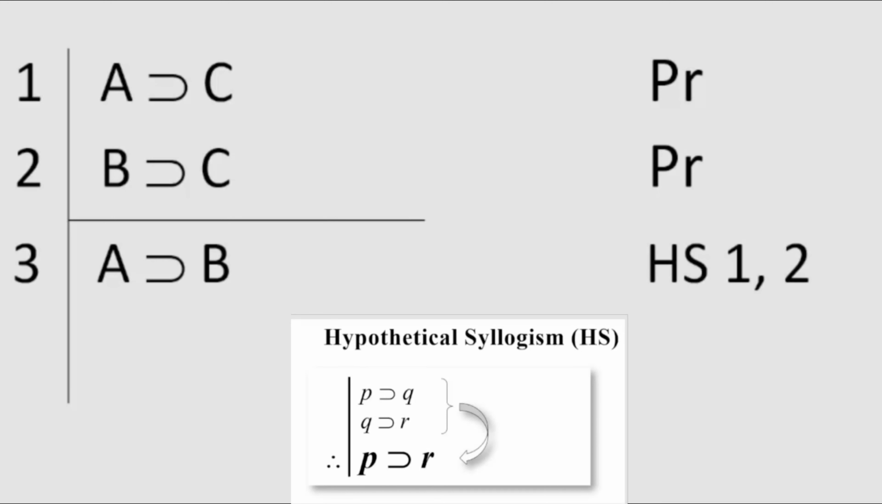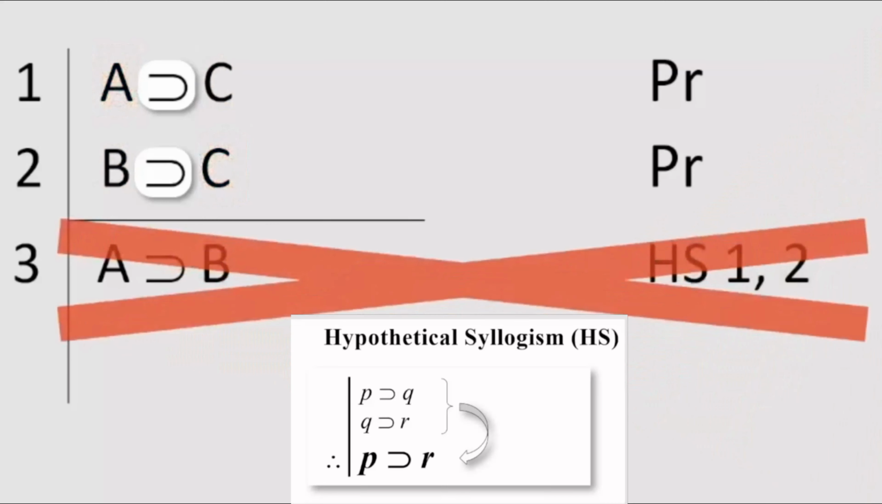We need to match the antecedent of one with the consequent of the other conditional, and so it will not do to have a different sort of matching. If you can match the consequents of two conditionals, or the antecedents of two conditionals, hypothetical syllogism is inapplicable.